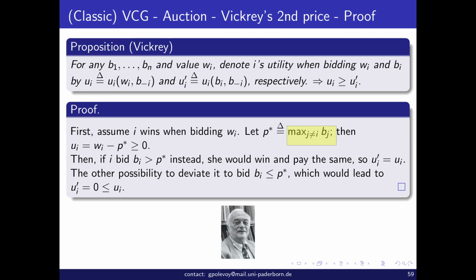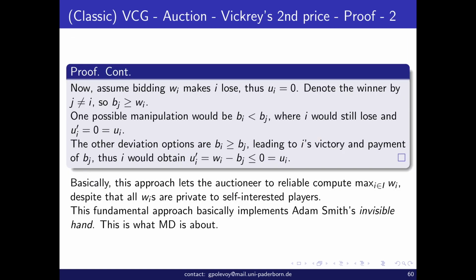So no deviation from your true value can help if you used to win bidding the true value. Now, what happens if you used to lose? Bidding your true value makes you lose, and thereby you get a utility of 0. If you lose, you don't get the item and you don't pay anything. Now, you're not a winner, so there is some J whose bid is at least your value, because bidding your value, you lost.